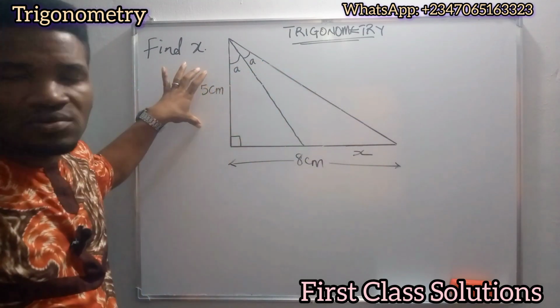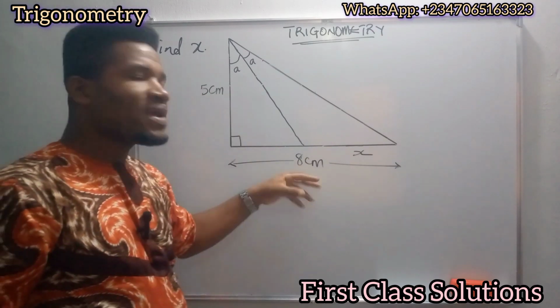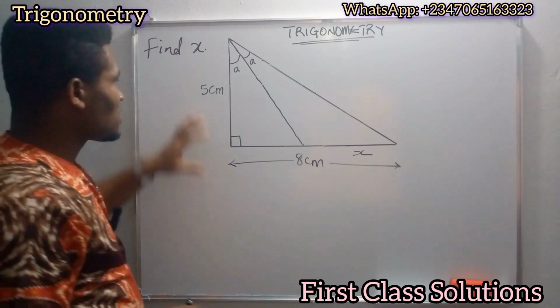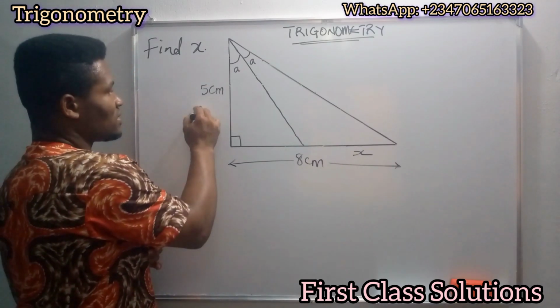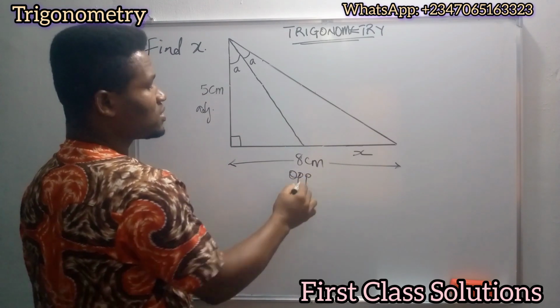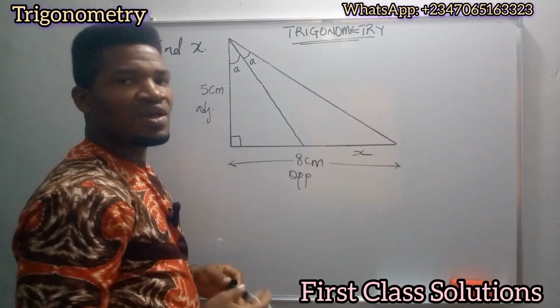And from the bigger right angle triangle, we have this side to be 5 centimeter while this side has 8 centimeter. It implies that this side is given as our adjacent, while this side is given as our opposite. This is opposite because it is opposite of this angle, which we will also look for as well.